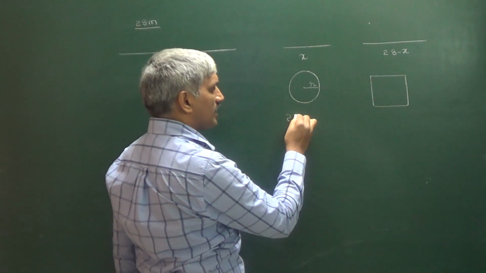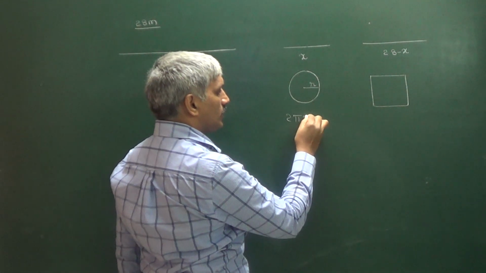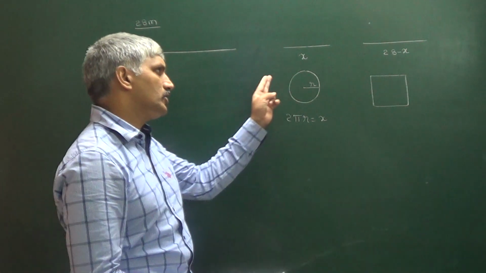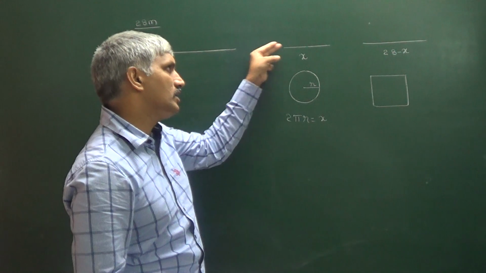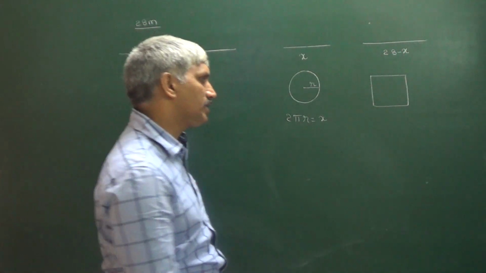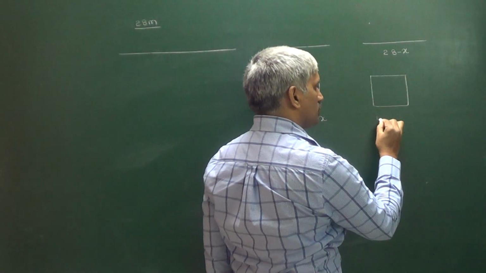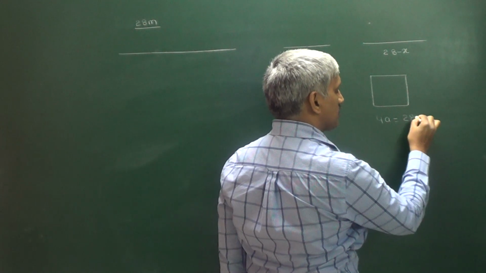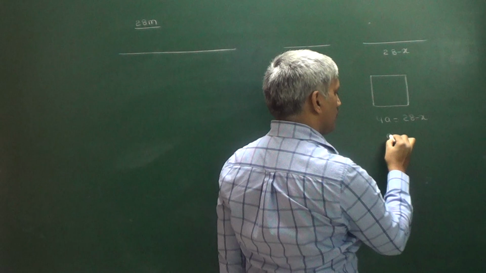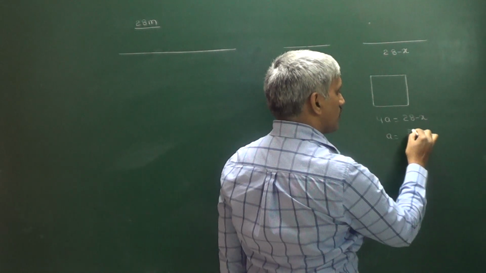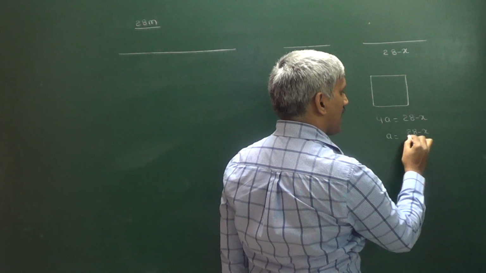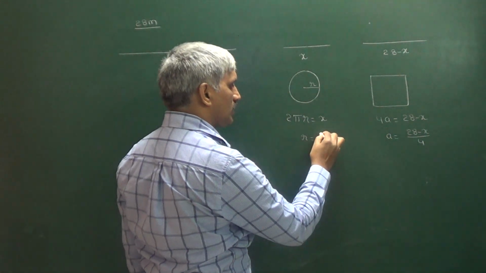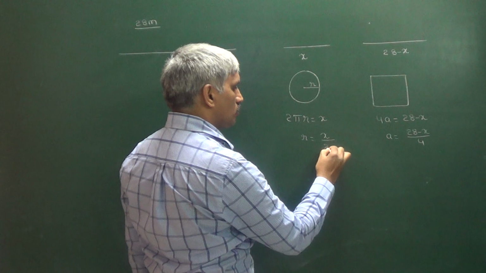That's why the circumference is equal to 2 pi r. The 2 pi r must be equal to x, because this circumference is nothing but the length x. At the same time, the perimeter of a square is equal to 4a. That 4a is nothing but 28 minus x. Therefore, we will get a equals (28 minus x) divided by 4, whereas here we are getting the value of r equal to x by 2 pi.